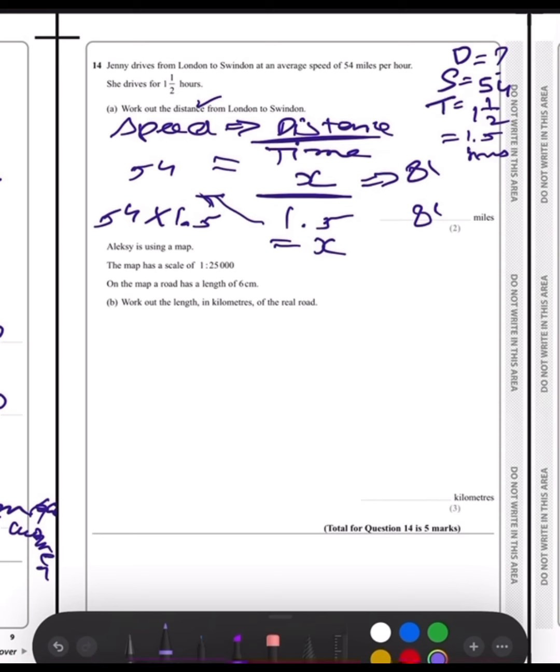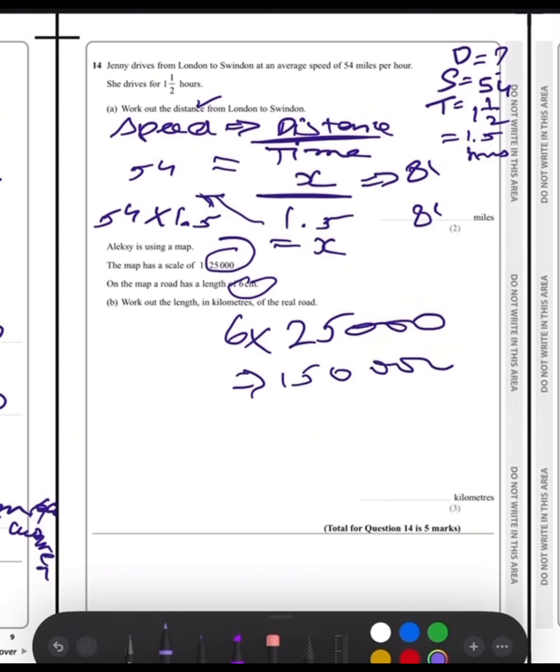Okay, so we've been given a scale of 1:25,000 and a length of 6 centimeters. This is your main length. If for 1 centimeter it is a scale of 25,000, what would it be for 6 centimeters? That's what they're basically asking. So what we can really do here is multiply. We do 6 times 25,000, and we get an answer of 150,000.